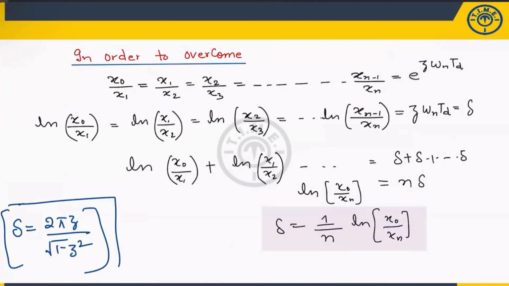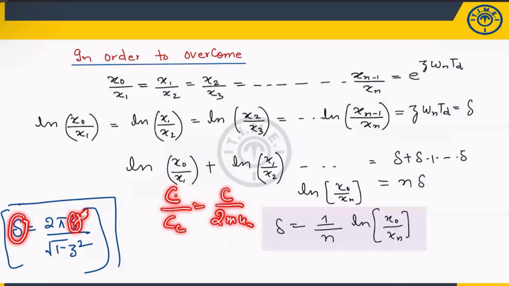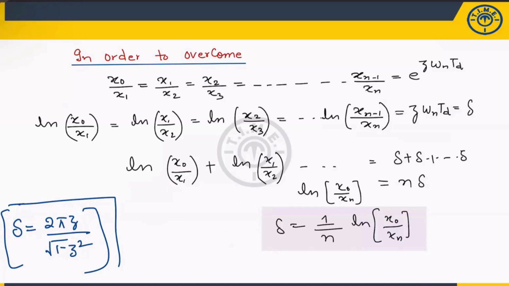Okay, that means if you know the zeta value, you can calculate the logarithmic decrement. How will you get the zeta value? You know that c by cc value, that means c by 2m omega n. So how will you calculate omega n? That means each and every topic is interrelated. That's why I have mentioned all the formulas in that particular slide.